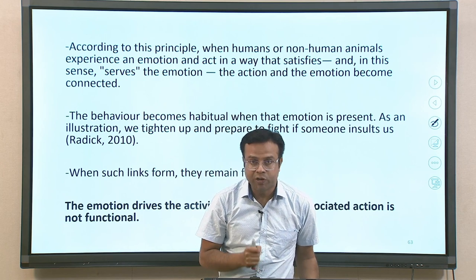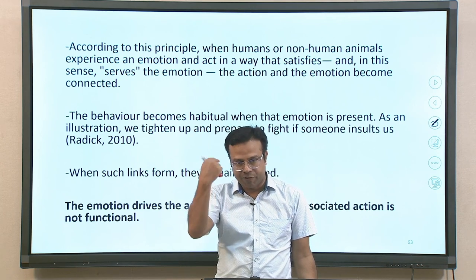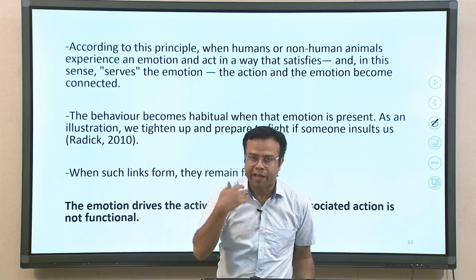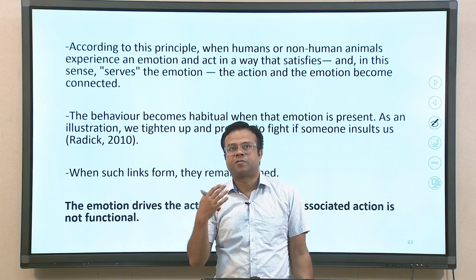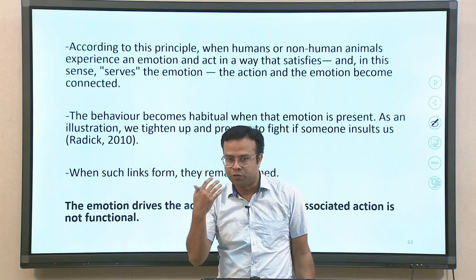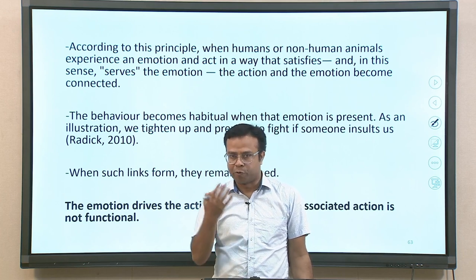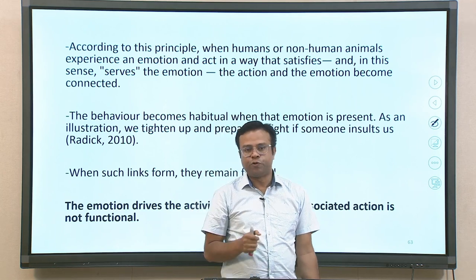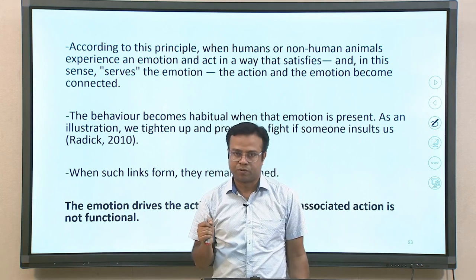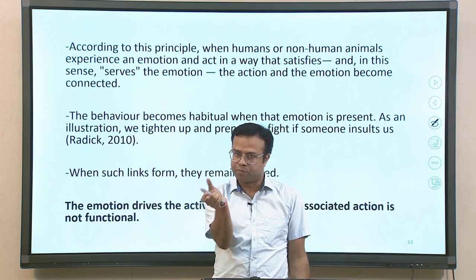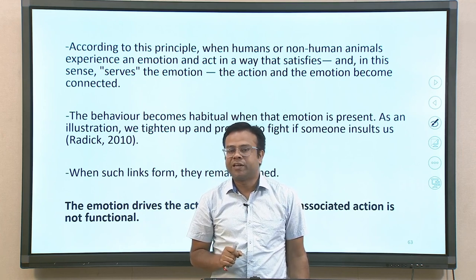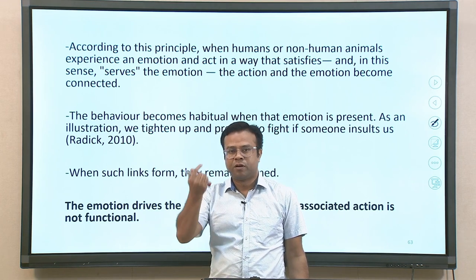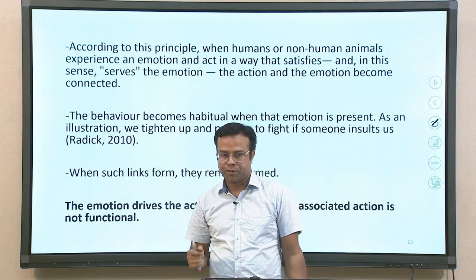The behavior becomes habitual when the emotion is present. So whenever an emotion is present, you take that particular posture automatically because it is associated with that emotion. For example, you tighten up and prepare to fight if someone insults you. That is what happens because both are associated. When such links are formed, they remain formed, generally for a long time, because they are very strongly associated with each other.